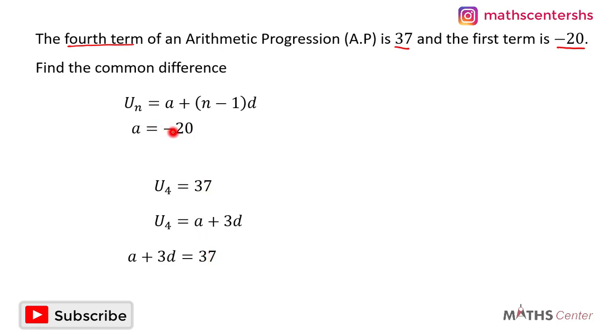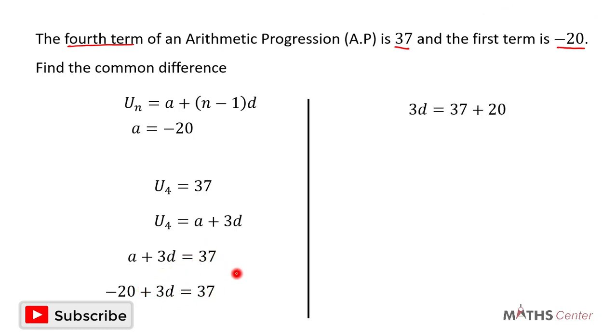We have the value of a as negative 20, so we can substitute it here to get the value of d, which is the common difference. When we do that, we will have negative 20 plus 3d is equal to 37. I will send 20 over to the right hand side, and so our equation will now be 3d is equal to 37 plus 20. 37 plus 20 is 57, and so 3d is equal to 57.